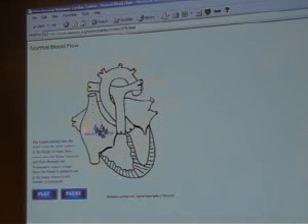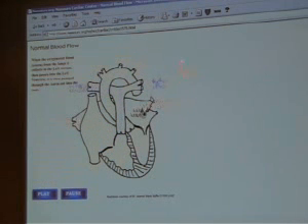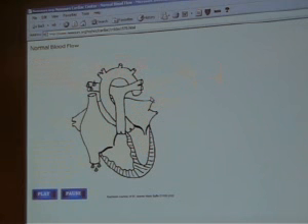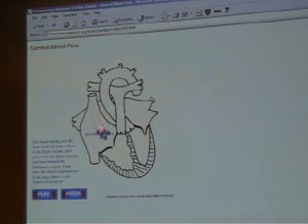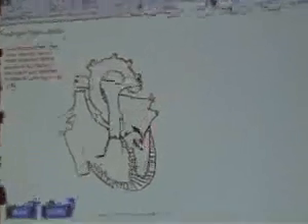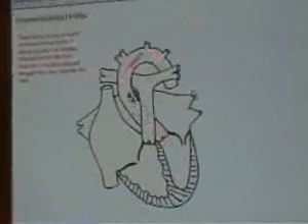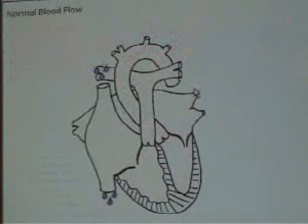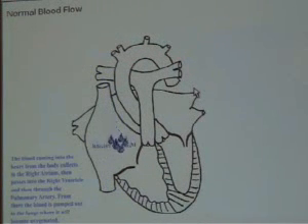No oxygen. Right atrium, right ventricle, pulmonary artery, out to the lungs, picks up oxygen, comes back, left atrium, left ventricle, aorta, out to the body. Let's do it again. Back from the body, no oxygen, right atrium, right ventricle, pulmonary artery, out to the lungs, oxygen, left atrium, left ventricle, aorta, head and neck, body, back again. I'm not going to talk, you just watch it for a while.